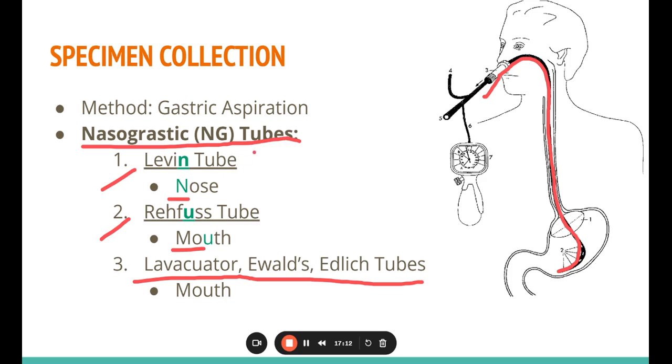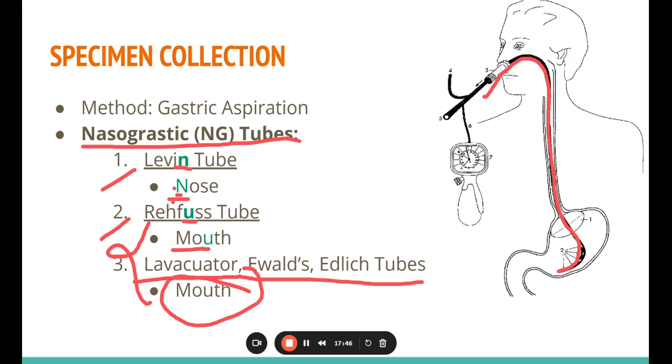Okay, so to easily remember that Levin tube is inserted through the nose, notice that the spelling in Levin has letter N and the nose also has letter N. While for Rifas, there is letter U in the spelling and mouth has letter U. Okay, so all the other tubes are inserted through the mouth. Number 2 and 3, all of them are inserted through the mouth. Only Levin tube is inserted through the nose.